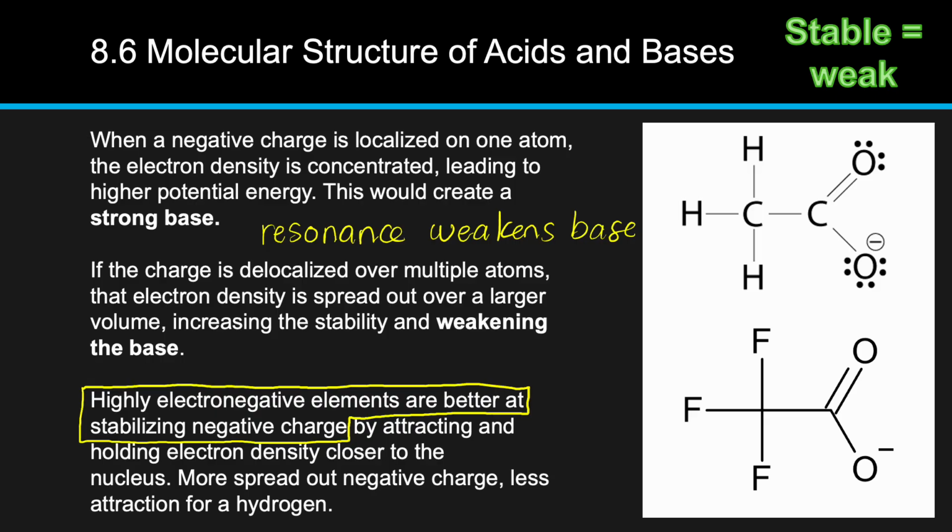So with that information, look at these two molecules on the right and tell me which one is a stronger base. And if you chose the top molecule, you would be correct. And that's because it has a more concentrated negative side of the molecule, because the hydrogens and the carbons are not very electronegative, so they're not pulling away from that electron density.